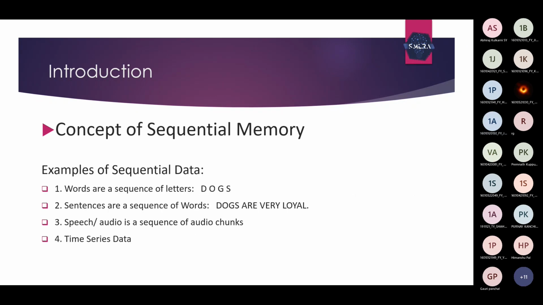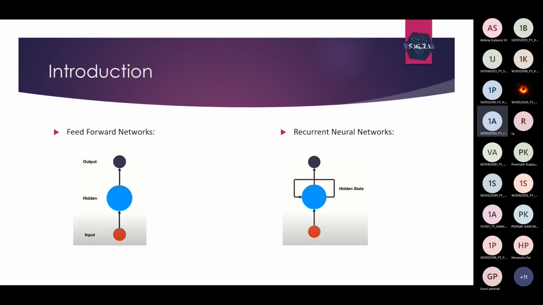So what are the examples of sequential data? For example, words are a sequence of letters, and sentences are a sequence of words. Similarly, there is speech or audio, which is a sequence of smaller audio chunks. And then you have time series data, where you have any data that varies with time. All right. So what is the main intuition behind RNN? Why do you need RNN? You have normal feed forward networks. Then why do you need RNNs at all?